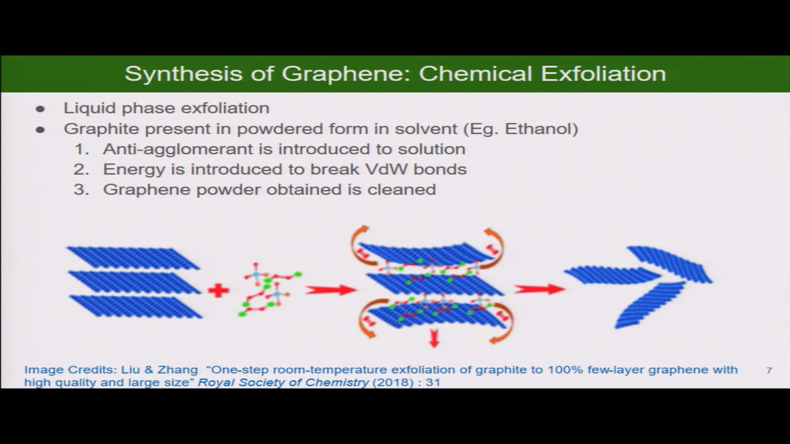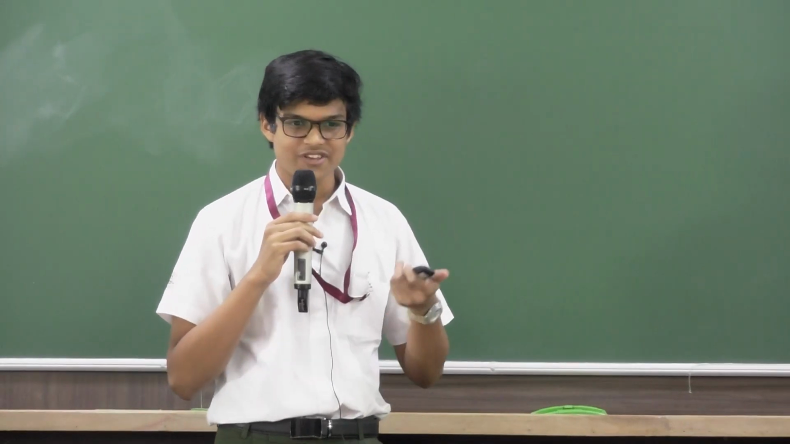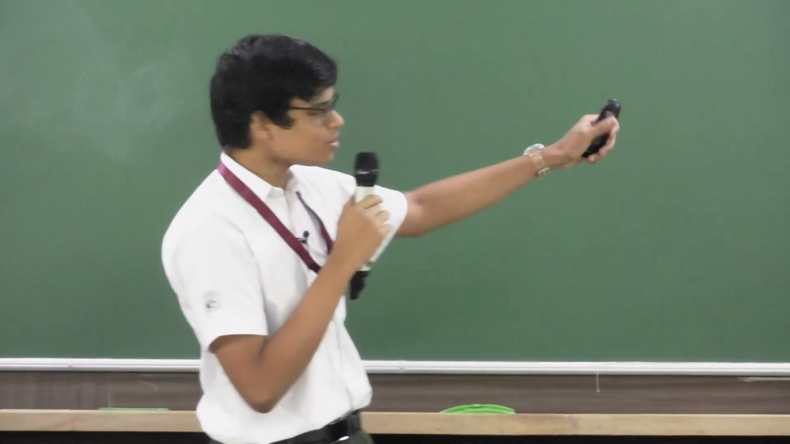So another way we can prepare graphene is through something called chemical exfoliation. So instead of using mechanical force to separate the layers, we use some energy provided by chemicals. So what we do is we take graphite powder and we suspend it in some sort of solution like ethanol or acetone, and we need to do a few things with this so that we can make this into our graphene.